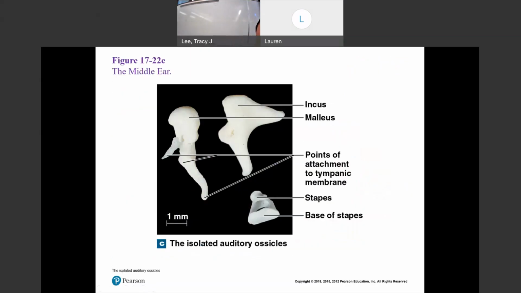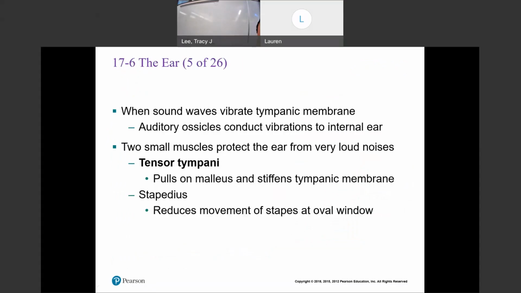All right, and this just shows you a visual of those. This shows these guys individually. All right, so I already talked about these. The tensor tympani and the stapedius are going to reduce movement. If we reduce movement, we're going to reduce what we hear, right? We're going to desensitize our hearing a little bit. And this is all designed to protect the ear from very loud noises.